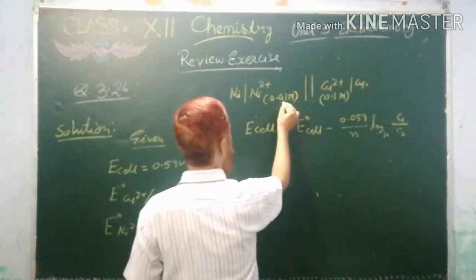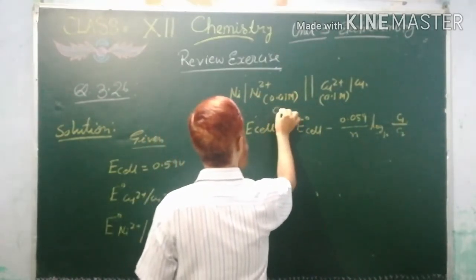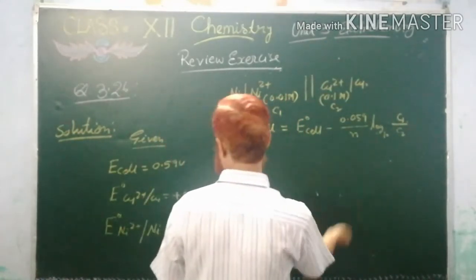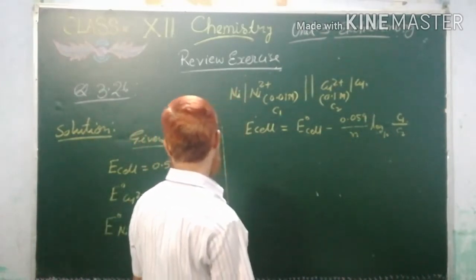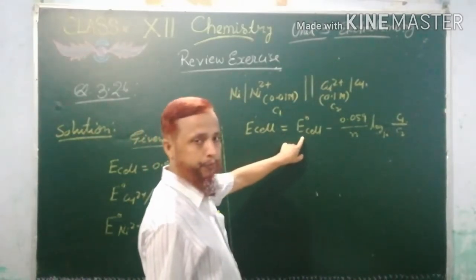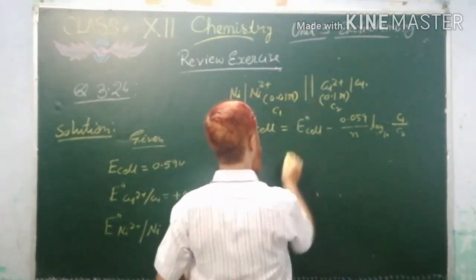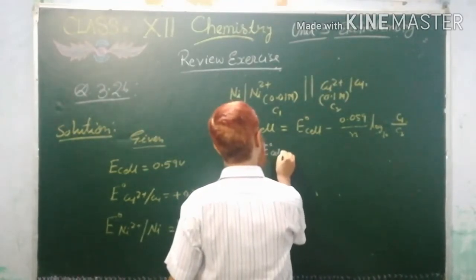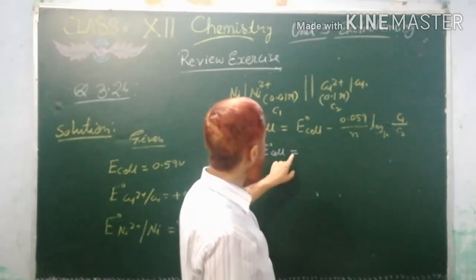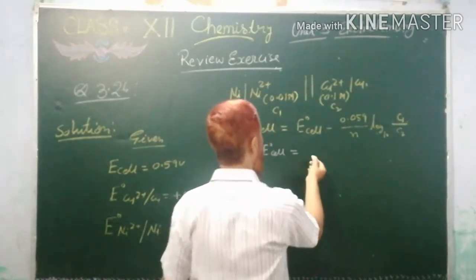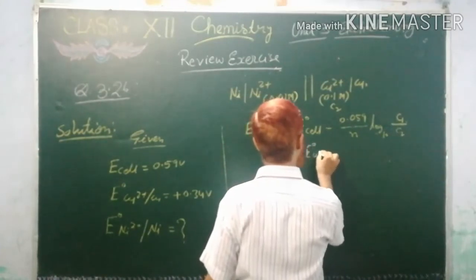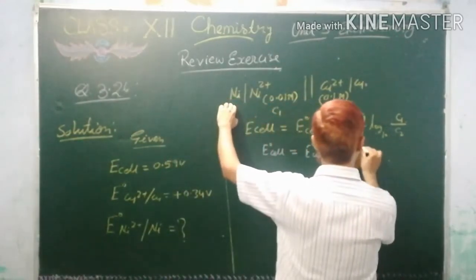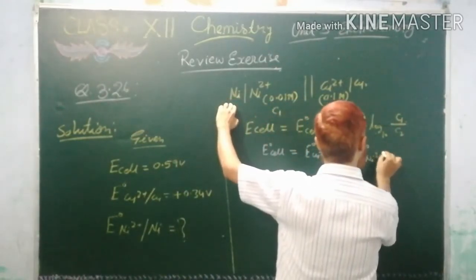So C1 is this one, 0.01 M, and this is C2. We will substitute the values directly, but before substituting we will write E naught cell for this reaction. E naught cell we can write as E naught cathode minus E naught anode. Cathode is this one, so E naught Cu2+ oblique Cu, minus E naught anode. Anode is this one, so we write E naught Ni2+ oblique Ni.